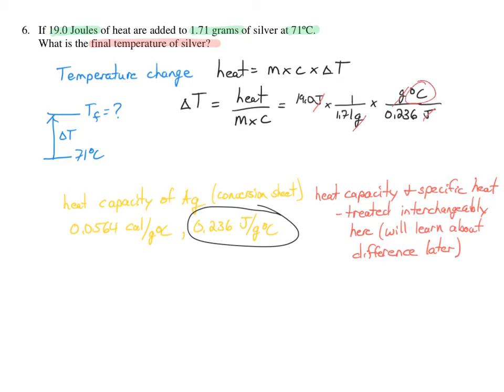When we choose the appropriate value, we see units, joules, here are going to cancel out, as do grams. So our delta T is going to be expressed in degrees C as expected.